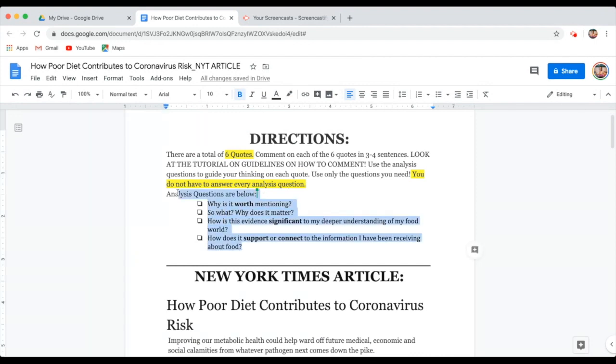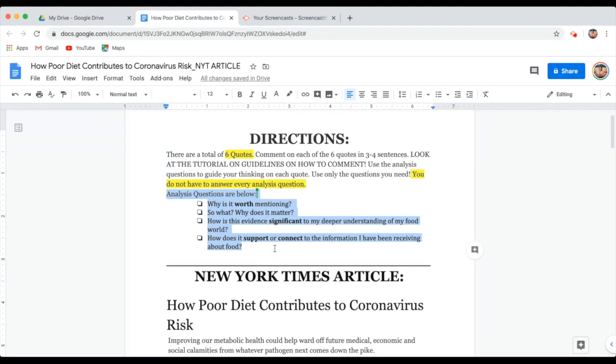I want you to use these analysis questions that I just highlighted right here. Why is it worth mentioning? So what? Why does it matter? How is this evidence significant to my deeper understanding of my food world? And how does it support and connect to the information I have been receiving about food? So you're going to use these to guide your comments.